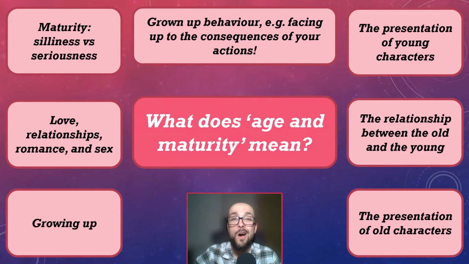Alright, I hope that has given you a good idea about some of the different ideas that might relate to the theme of age and maturity in Romeo and Juliet. Now then, which quotations could we choose to analyse that relate to this theme?